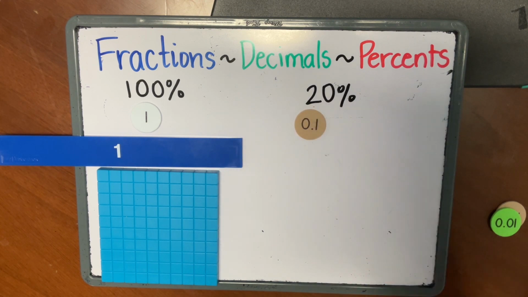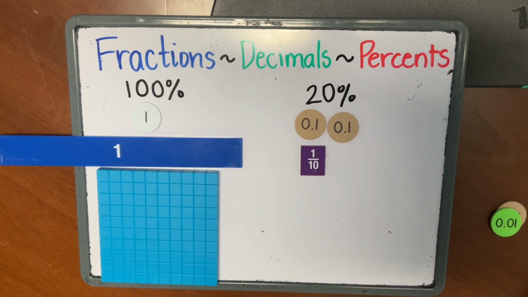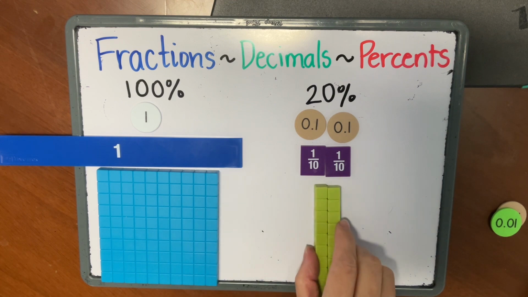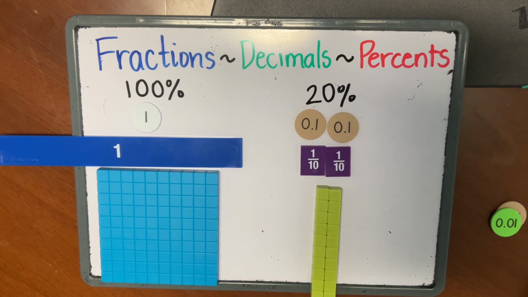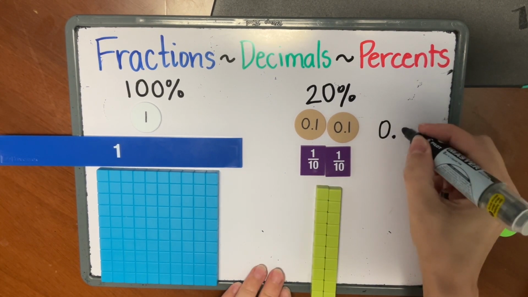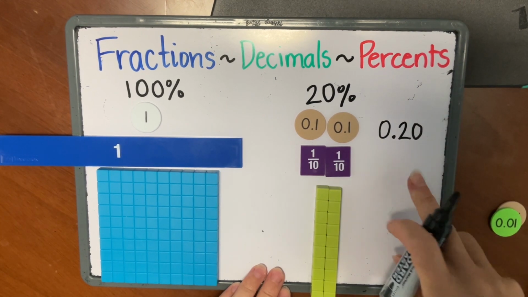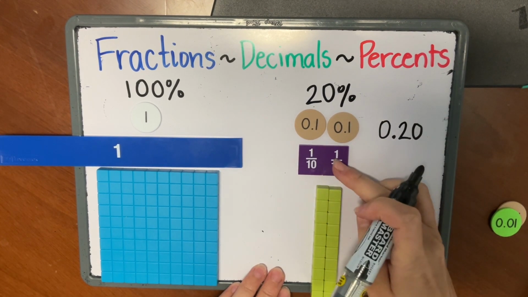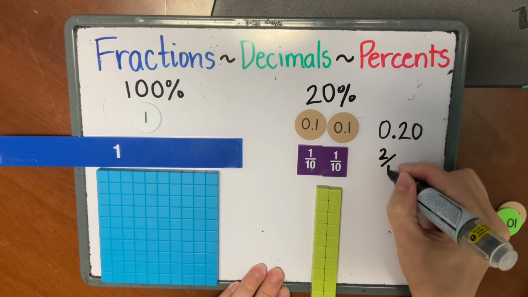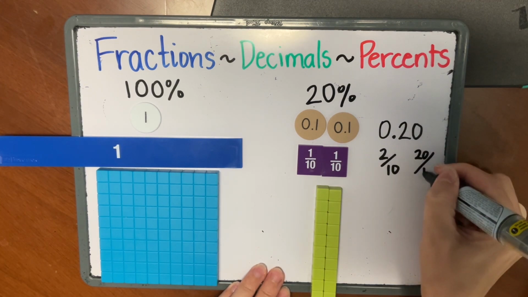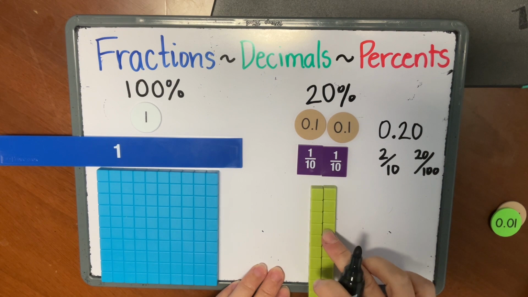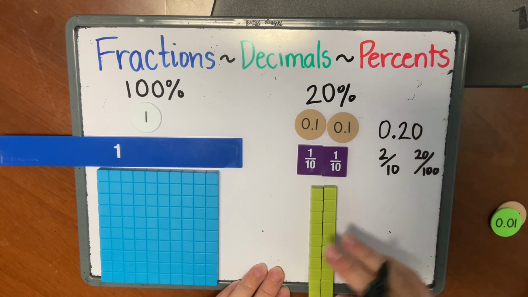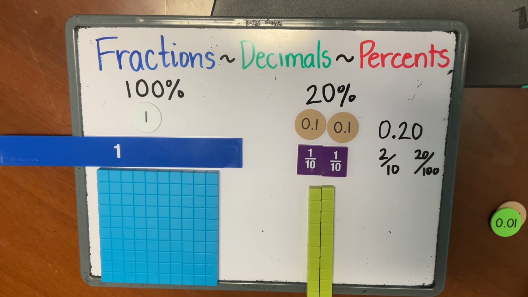If you said, well, that would be 2/10, you are correct. 20% would be 2/10 of the whole thing. It's 2 out of the 10. So I could say it is 20/100ths or 2/10. And I can build it the same way with this. This is 2 base 10 blocks or 20/100ths.